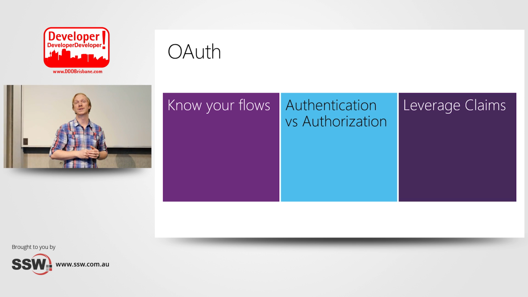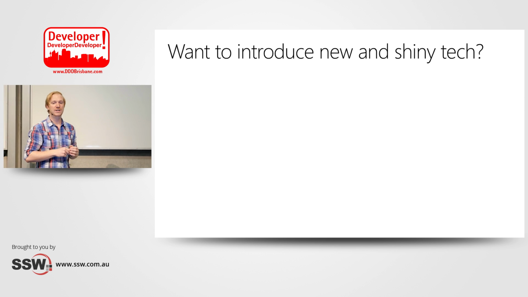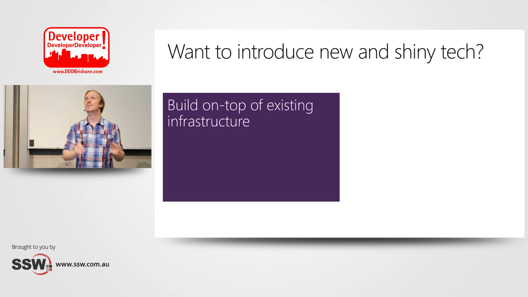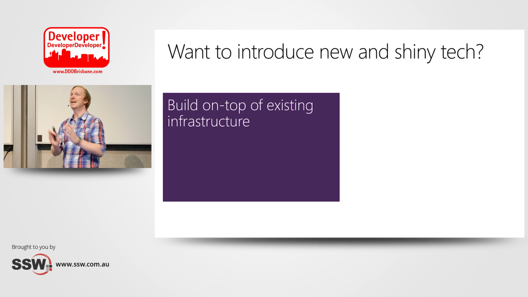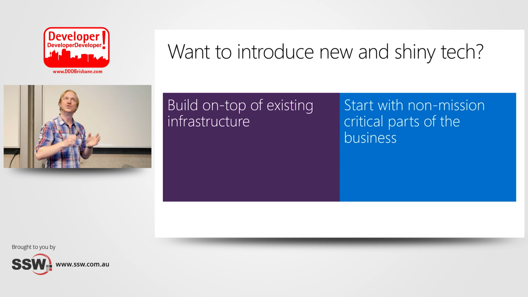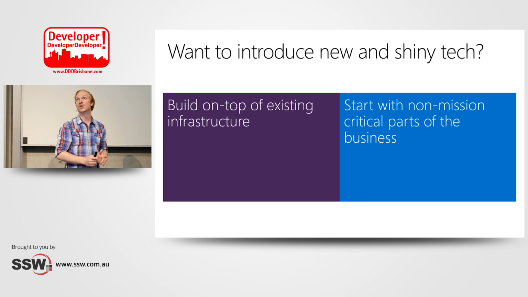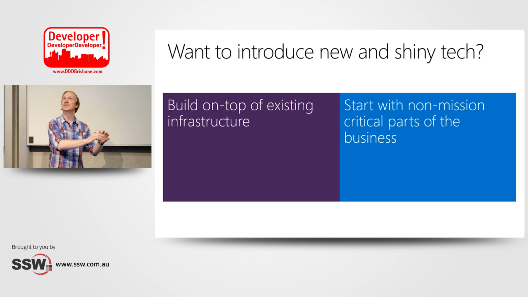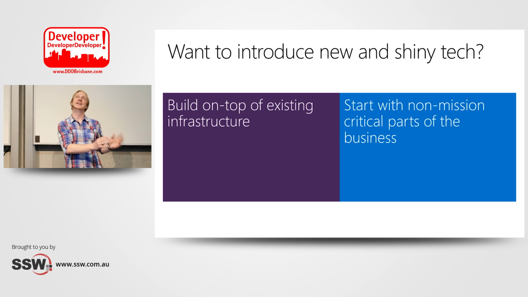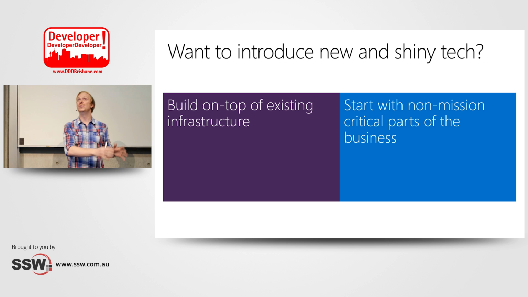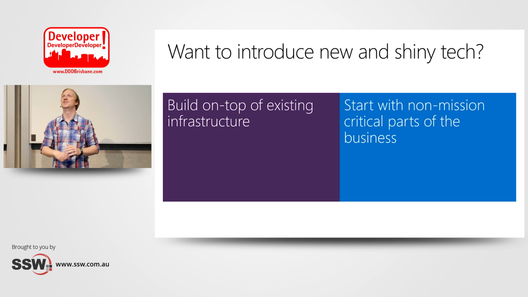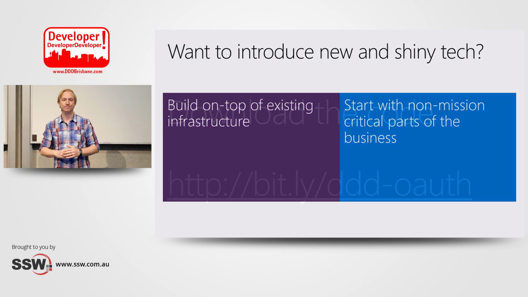So if you want to introduce new and shiny tech, build that on top of legacy systems, mitigate the risk, and help educate your developers. Start with non-mission-critical parts of your business. Like we did, we built a public API using these latest technologies, which lets us educate our team members and use new and shiny technology while we still have our legacy system working really well in the background.